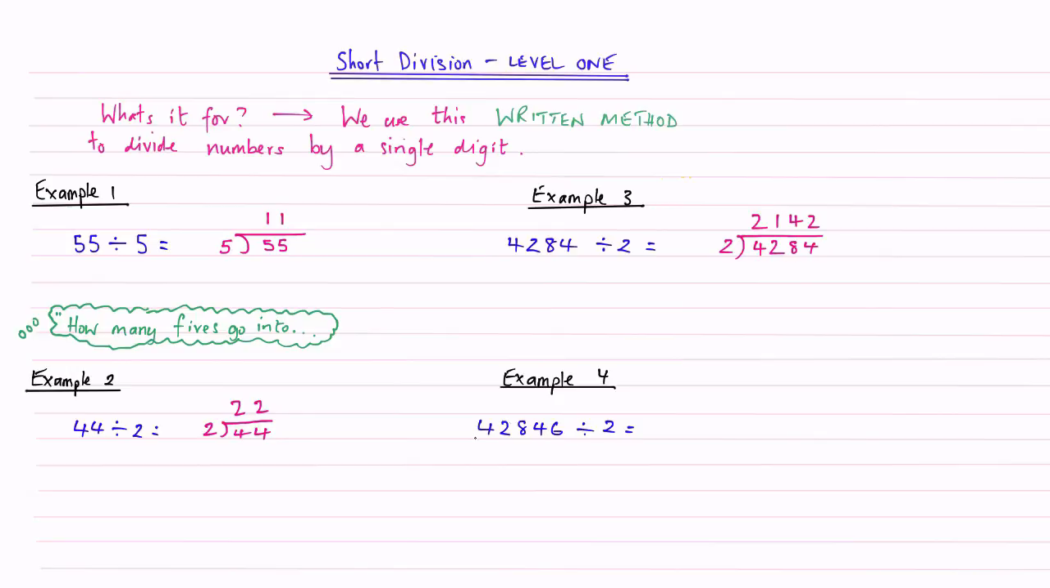Right, and then example 4, again, a slightly longer example. So my curly brace and my line gets longer. So 4, 2, 8, 4, 6 underneath. I'm dividing it by 2. So 2s into 4 go 2. 2s into 2 go 1. How many 2s go into 8? That's 4. How many 2s go into 4? That's 2. And then how many 2s go into 6? That's 3. So 42,846 shared amongst 2 things is 21,423.